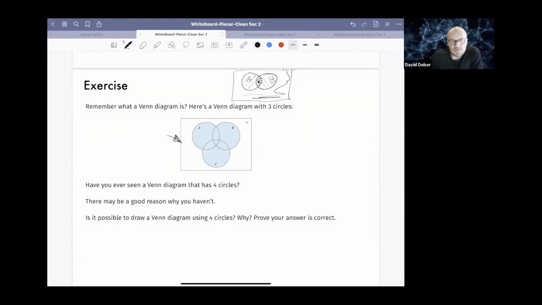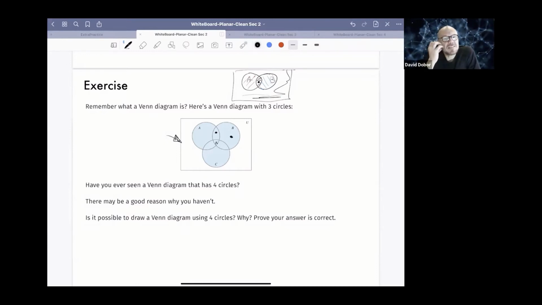So for example, in a 3 by 3 case, this is intended to be all the points that are in B, but not in A and not in C. These are the points that are not in C, but both in A and B. These are the points that are in A, in B, and in C. So how many regions do I have?